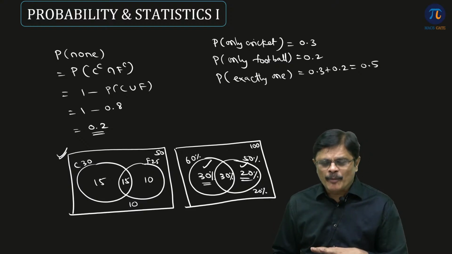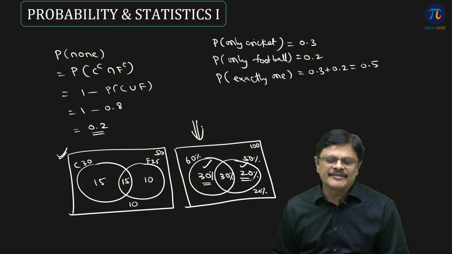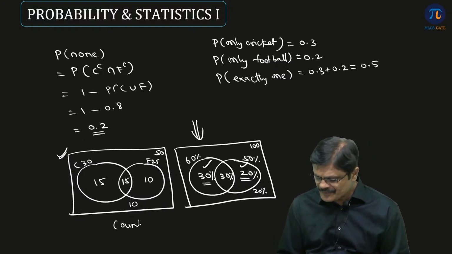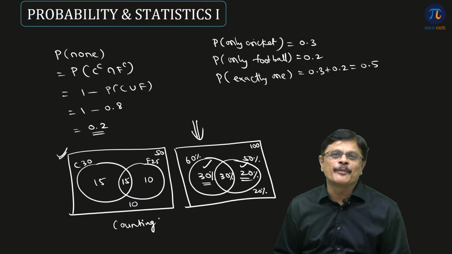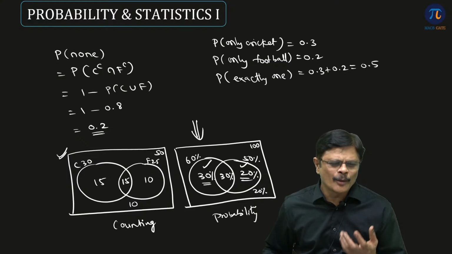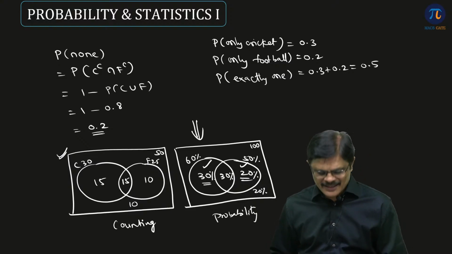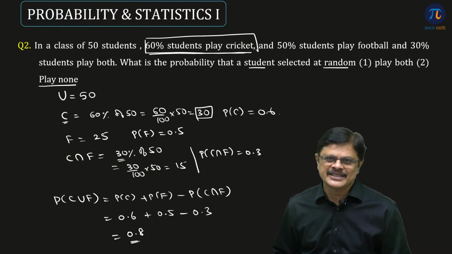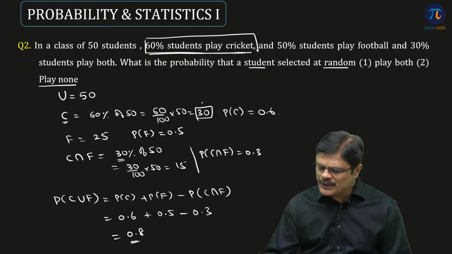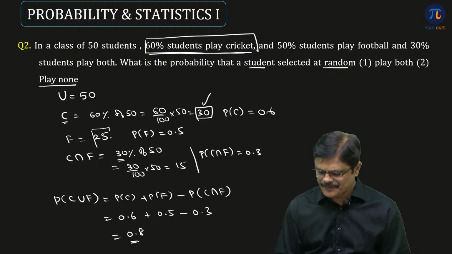So when probability is asked, this diagram is enough. But if you want to know the numbers, that is for counting, this diagram is important. For probability, this diagram is enough. You don't need to count how many are there. Is the idea clear? Please note that point, my dear friends. Because when they ask probability, you don't need to count these numbers.